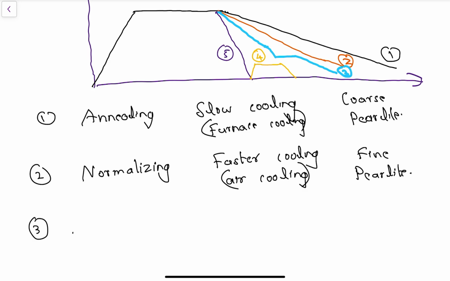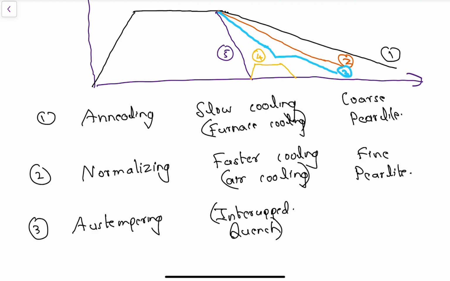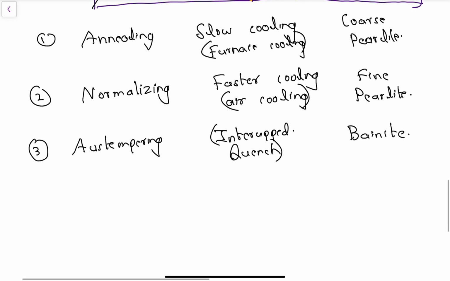And the third process is austempering. This is a process called interrupted quench. That means you can see here 3. You cool fast, then hold at a particular temperature for a period of time, then cool again. You will get a bainite structure.